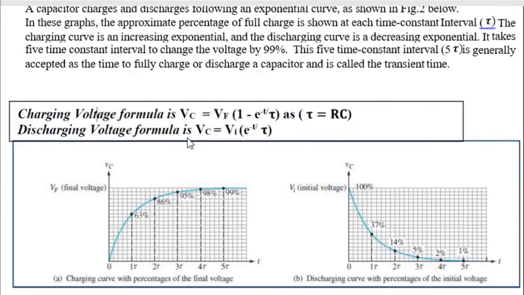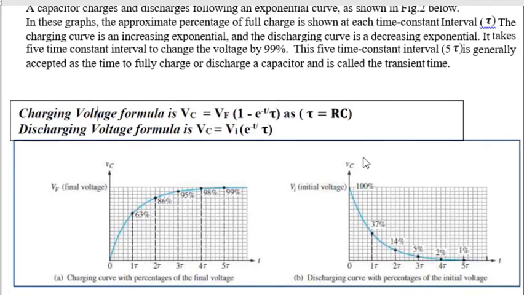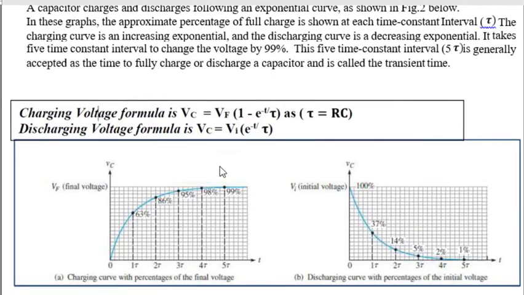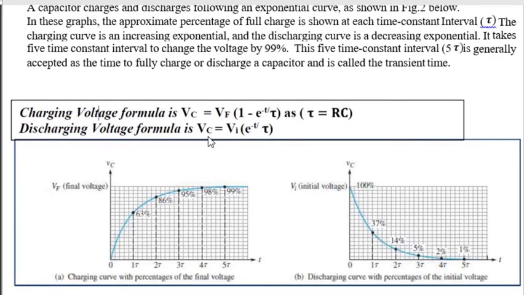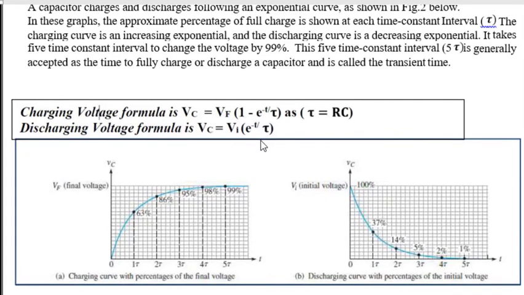And the second equation, this equation is used to calculate the voltage discharging across the circuit for the second graph. Vc, the voltage with respect to the time, equals initial voltage times e raised to the power of minus t over tau.